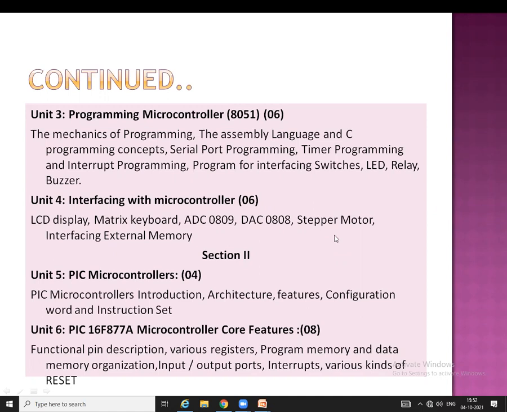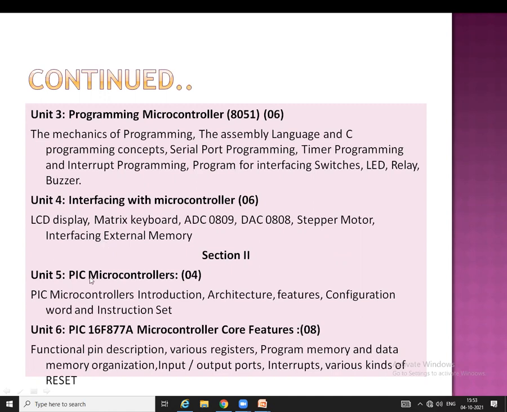I think in the first year, you were not there. In diploma, you have gone through the various types of motors, that is DC motor, AC motor, stepper motor, induction motor. So from that, you are supposed to have basic knowledge of the stepper motor. Then how can we add external memory, because our controller has limited memory. If you want to add some additional memory, how can we add it? That also we can learn in unit number 4.